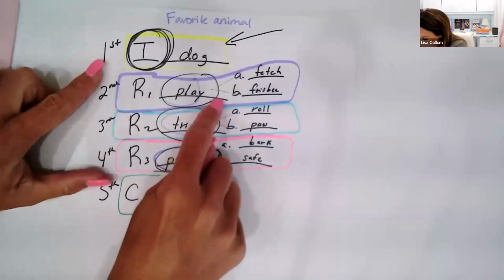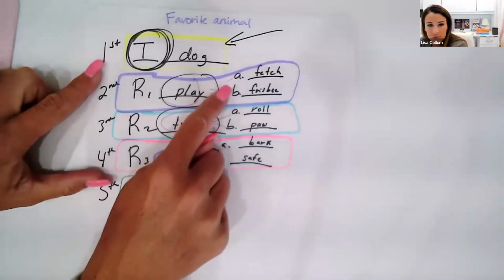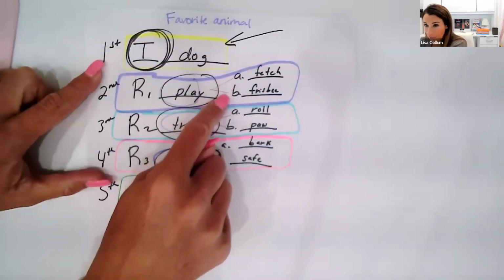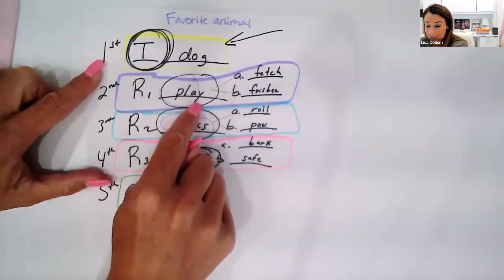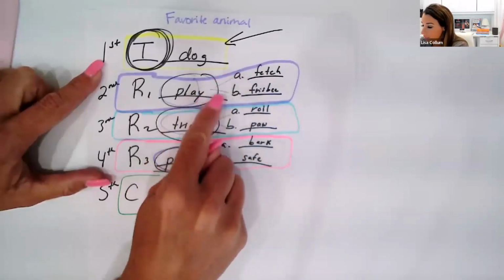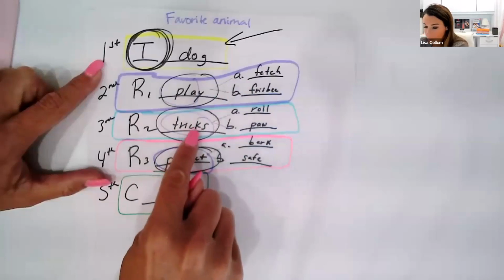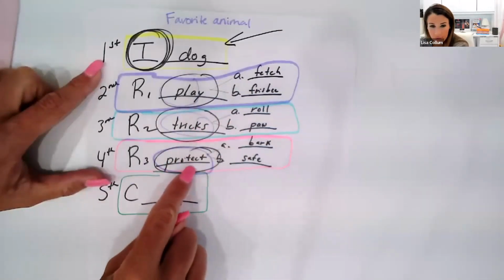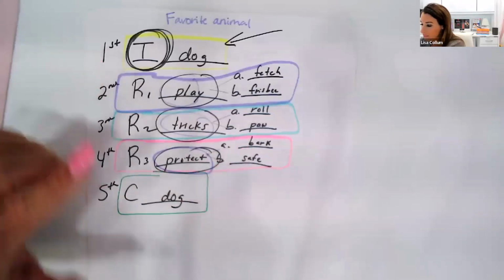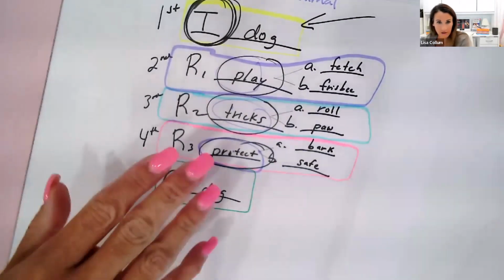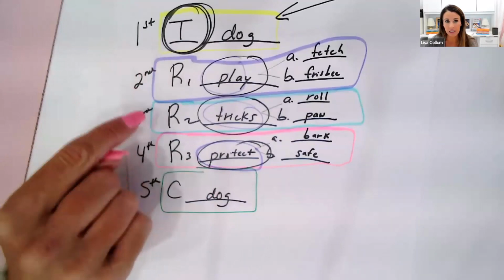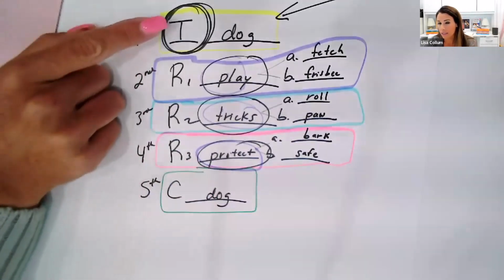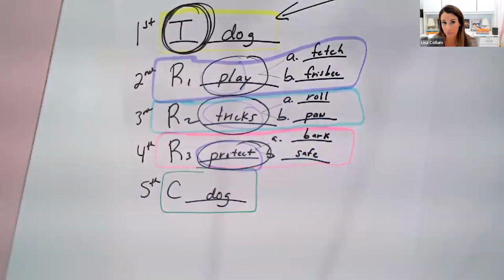And then for each reason, I gave two details or examples to tell more about that reason. So to tell more about playing, they can play fetch and they can play frisbee. To tell more about tricks, they can roll over and they can give you paw. And to tell more about protecting, they can bark and they can keep you safe. All right. And then I put different color boxes around each part of the outline to show you the paragraphs.